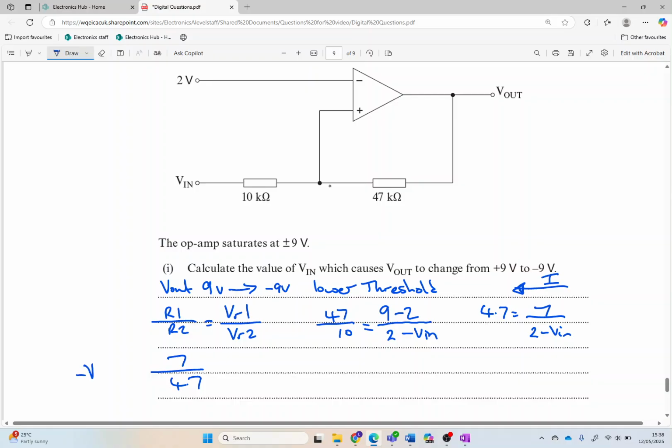So if I just leave minus V in there to start with, and then bringing the 2 to this side, so then I need to subtract the 2 from it, that gives me V in is equal to minus 510 millivolts. But it is a minus sign there, so therefore get rid of that minus sign. So therefore my lower trip point is going to be 510 millivolts.